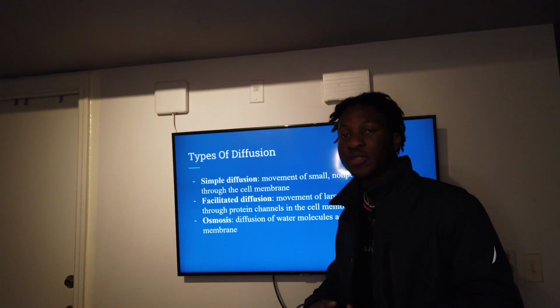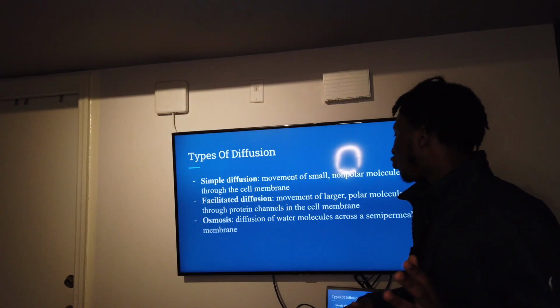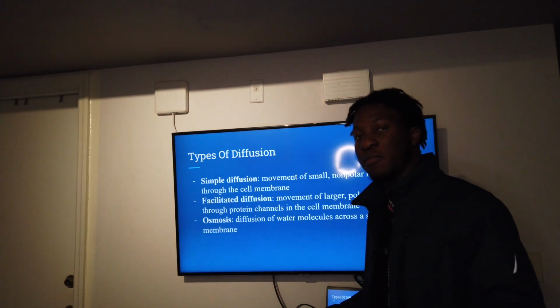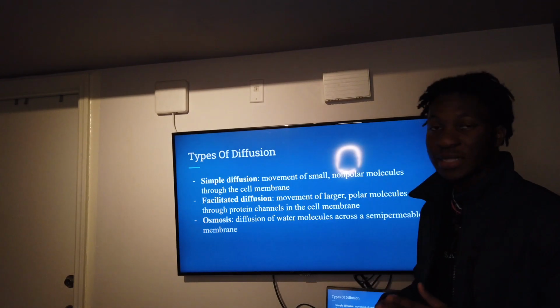And now, what is osmosis? Osmosis is the diffusion of water molecules across a semi-permeable membrane. So these are the three types of diffusion: simple, facilitated, and osmosis.